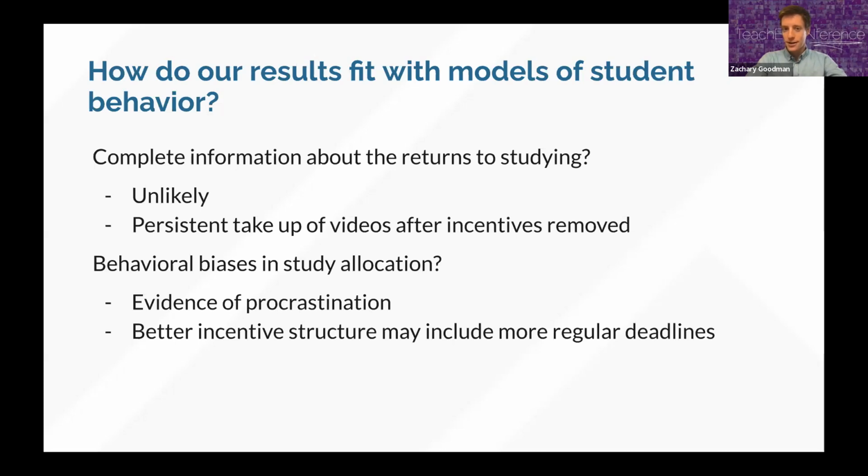They know the returns to studying, they have perfect information, and forcing on them an incentive structure like the one we had might actually reduce utility, because now you're forcing them to spend more time studying and they would rather be doing something else, either studying with a different technology or perhaps spending time with friends or working. And we find that this model is probably unlikely, especially the complete information part. And the reason for that is we don't think we would have seen persistent take-up of these videos in the second course in the sequence when there's no exogenous incentives.